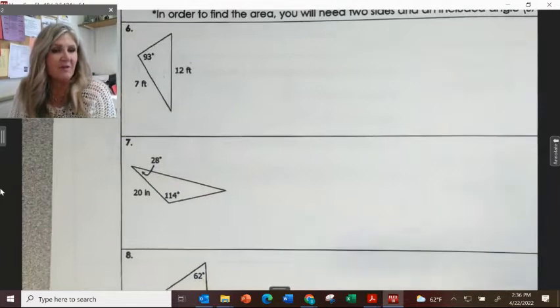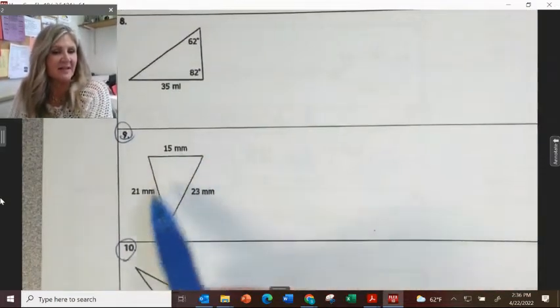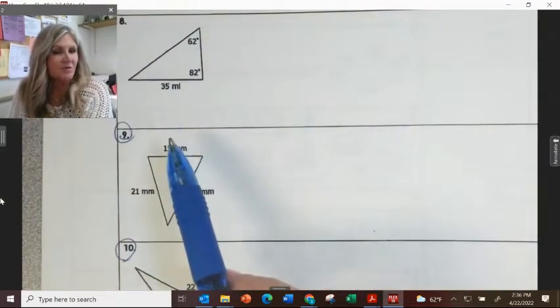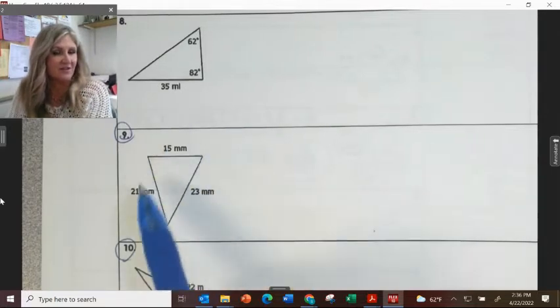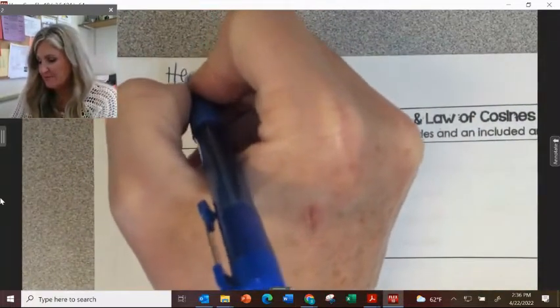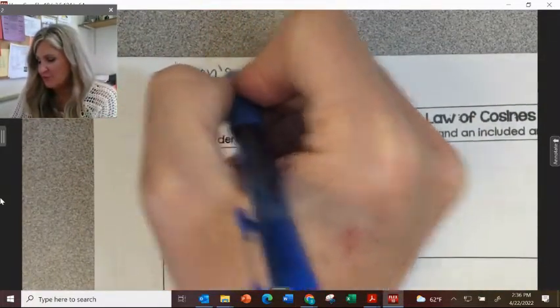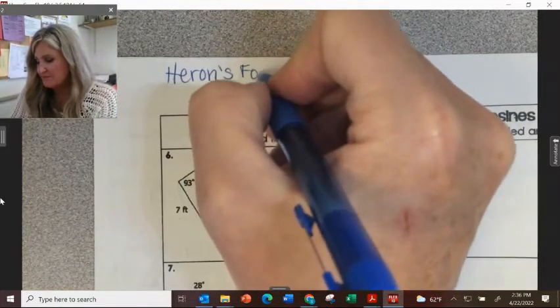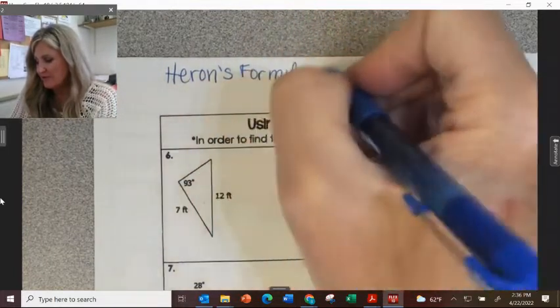But the new formula I want to show you is when we have side, side, side. You don't actually have to use law of sines or cosines if you have side, side, side, because there was this mathematician named Heron who came up with this formula for area. This is Heron's formula for area.